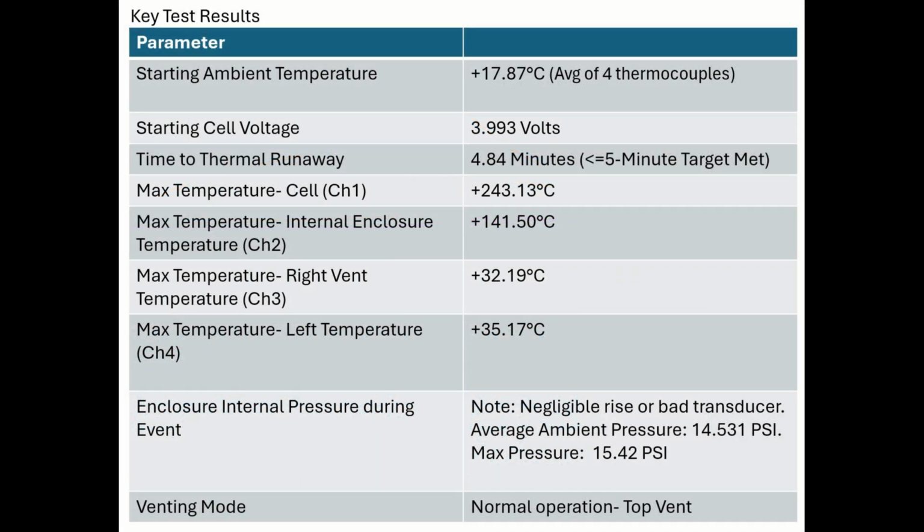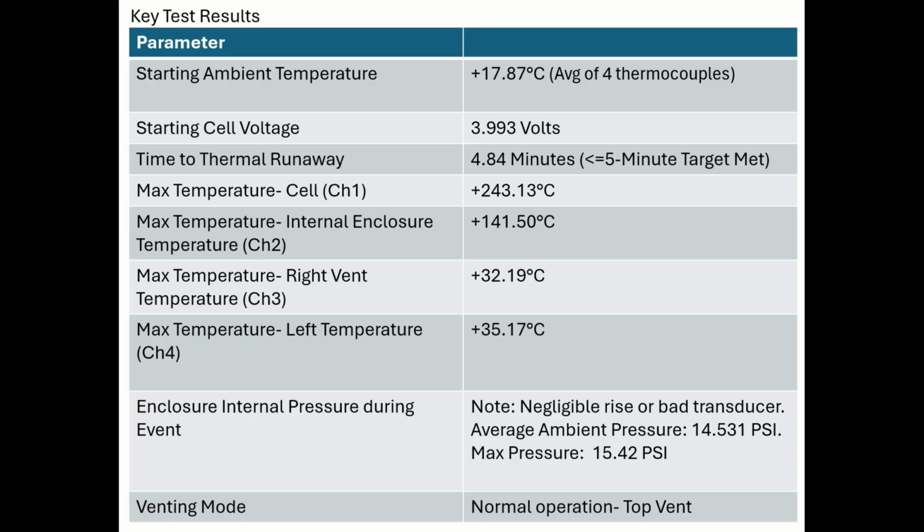All right, so let's go ahead and look at key test results for this thermal runaway test. The starting ambient temperature was plus 17.87 degrees Celsius. I averaged this temperature with the four thermocouples used for the test. The starting cell voltage was 3.993 volts. The time to thermal runaway was 4.84 minutes. This met the 5 minute target that we had set for the test.